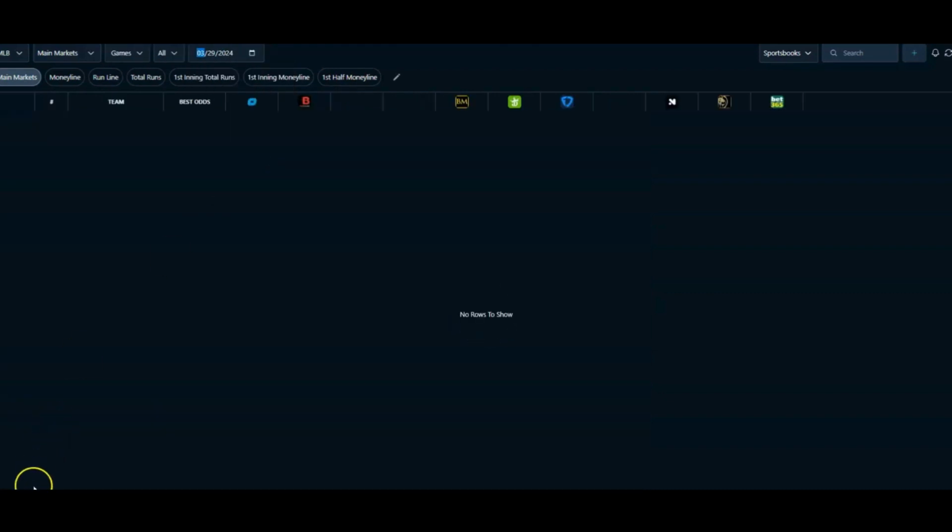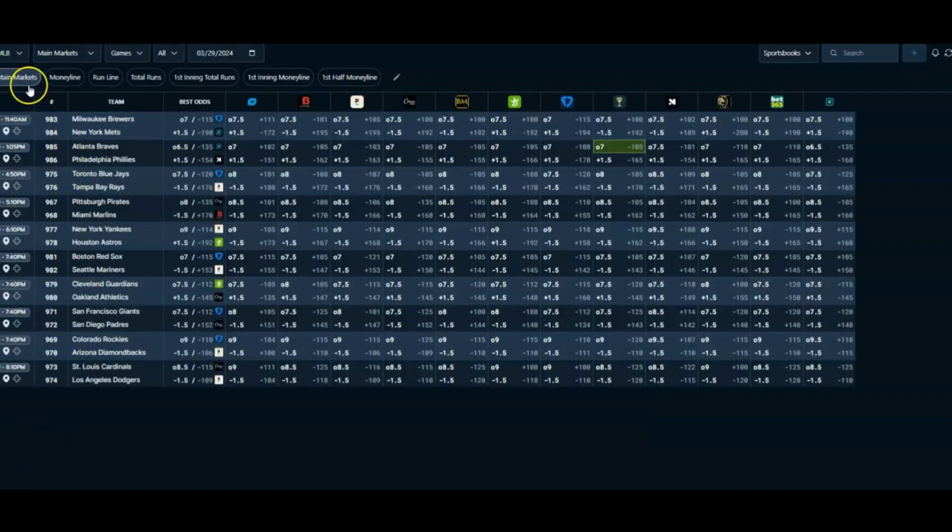It's going to click over to today's main markets, and away we go. So we have the main markets here, which is basically the run line. This is a minus or plus 1.5 in the runs. You can do totals. You can do any combination you want. But basically what we're going to look for here is color changes. The green is going to show us a color change.